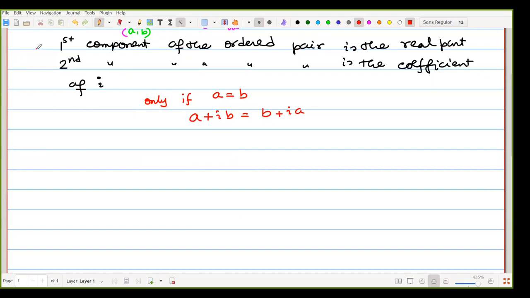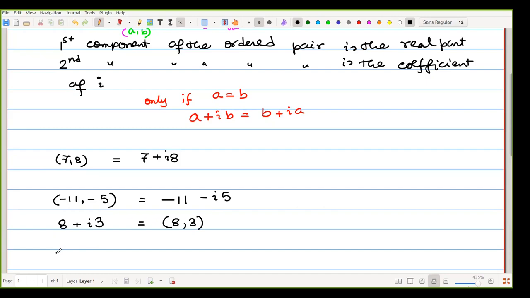Another thing we are writing here, for example, suppose we have 7, 8 in the ordered pair. It can be written in the form of a complex number, that is 7 plus i8. Same as, suppose we have -11, -5, then that can be written as -11 minus i5. Then suppose we have 8 plus i3. It can be written as the ordered pair 8, 3. Or suppose we have -8 plus i3. It can be written in the form of the ordered pair -8, 3. So that is the concept of the ordered pair according to the definition of a complex number.